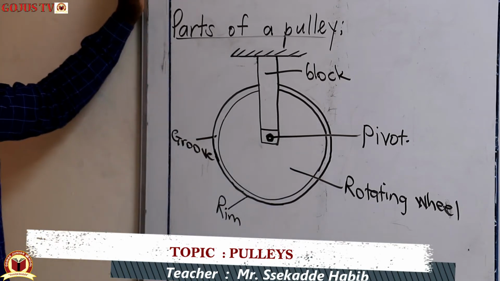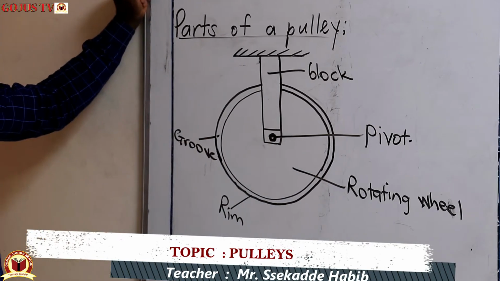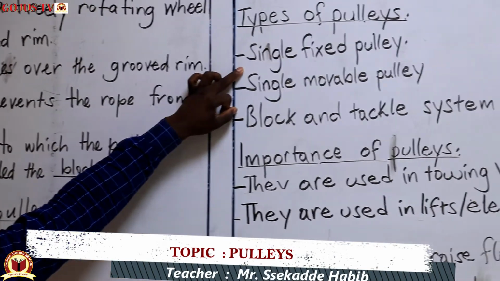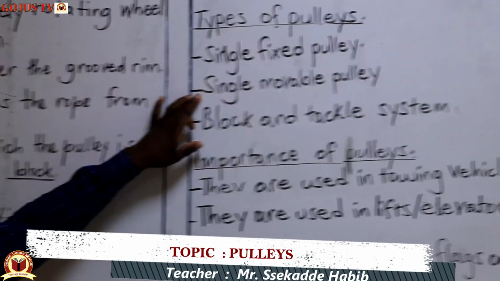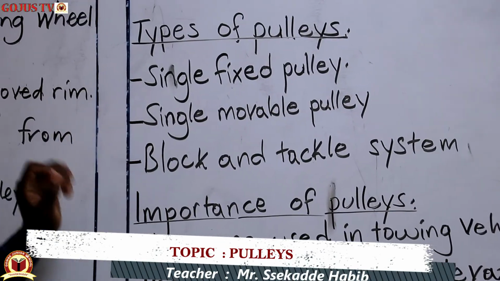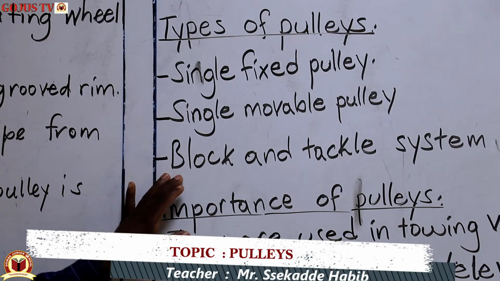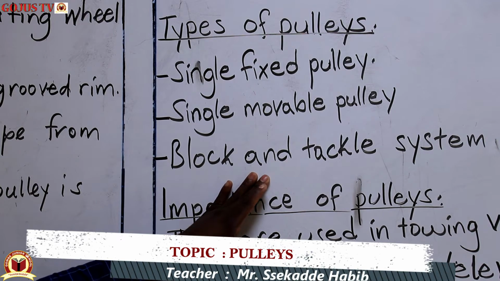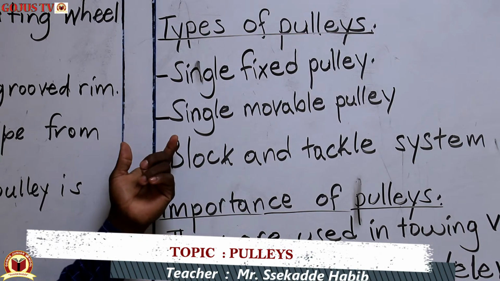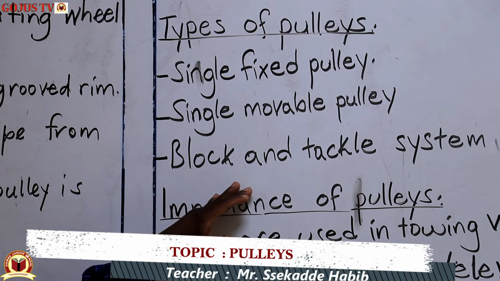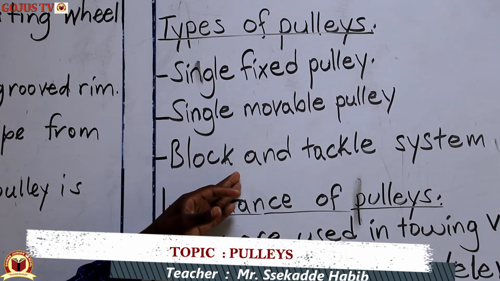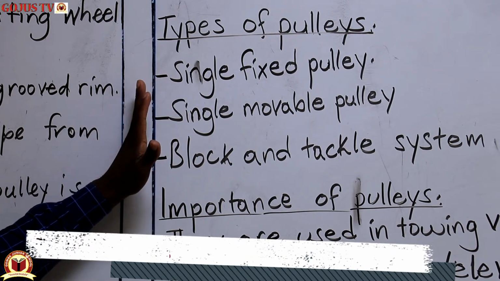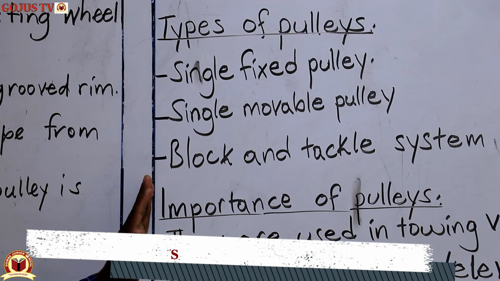These pulleys are divided into three types. As we can see here, we have the single fixed pulley. We also have the single movable pulley. Then we have the block and tackle system. This one is a combined pulley system, where you have the single fixed and then the single movable pulley. Or we can as well call it the multiple pulley system.